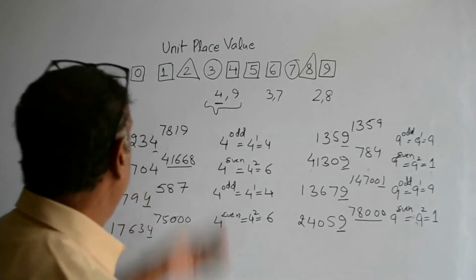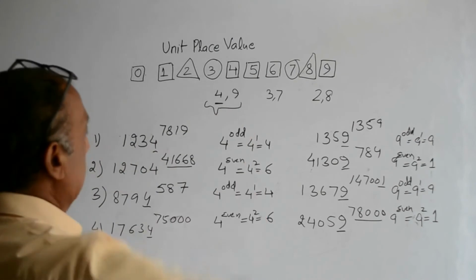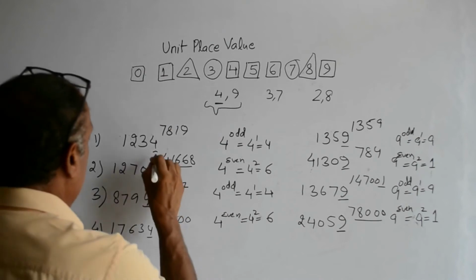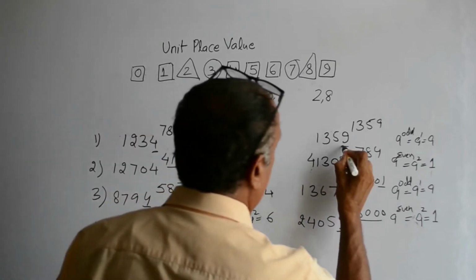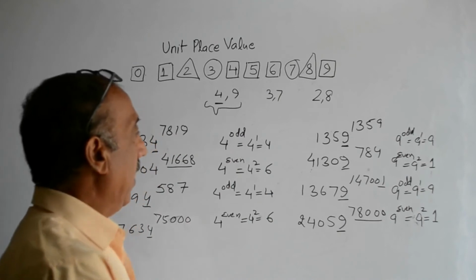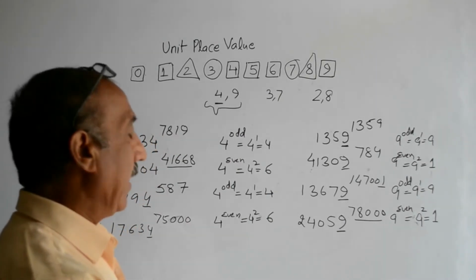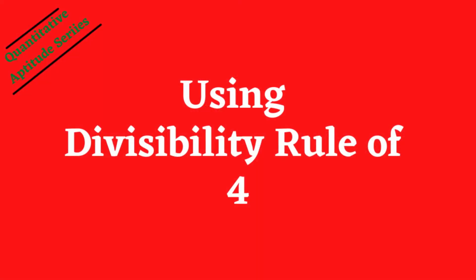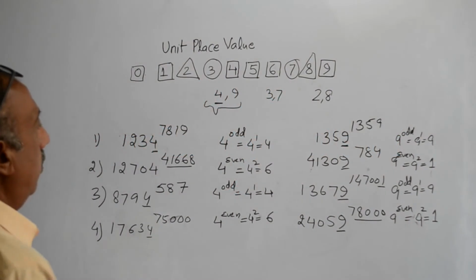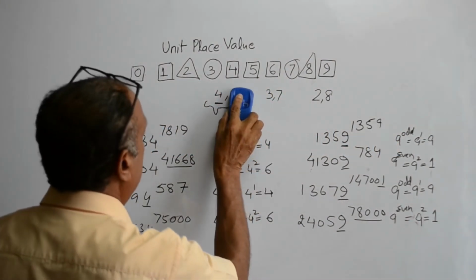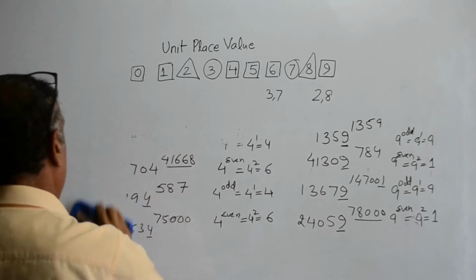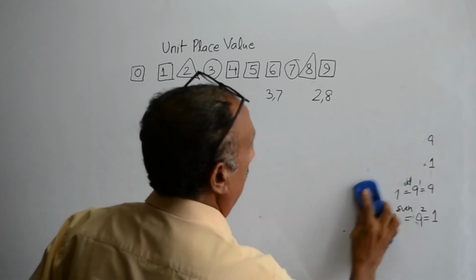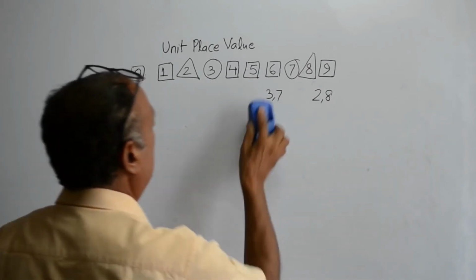So you have seen that with the help of this learning we can find out the unit place value of the numbers ending with 4 and ending with 9 with a lot of ease and at a very fast speed. So we are done with the digits 4 and 9. Let us move onward to the digits 3 and 7.